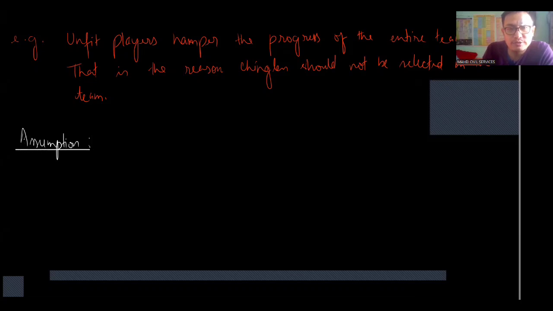An assumption is something not explicitly mentioned. That Chinglen is an unfit player is not stated, but unfit players hamper the progress of the entire team. There is a reason, and the passage says Chinglen should not be selected in the team. So why is Chinglen not selected in the team? Because Chinglen is an unfit player. It is not clearly stated. So Chinglen is an unfit player.